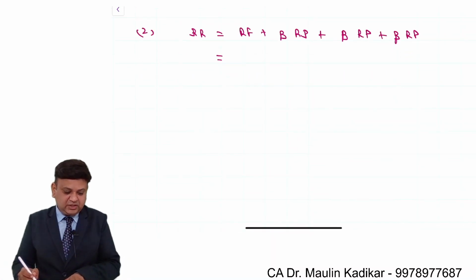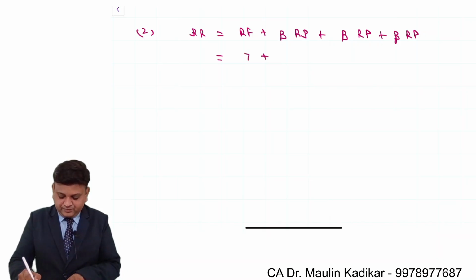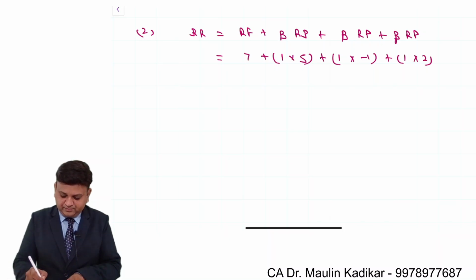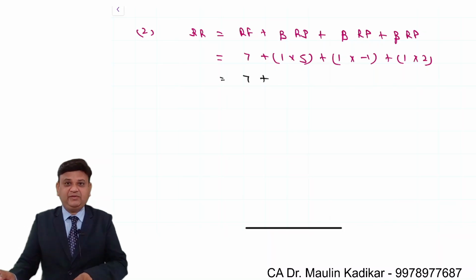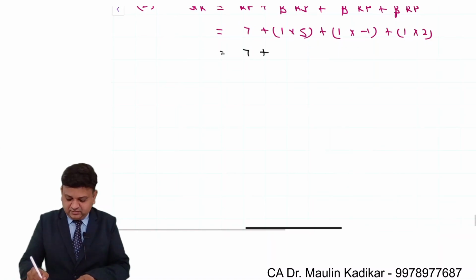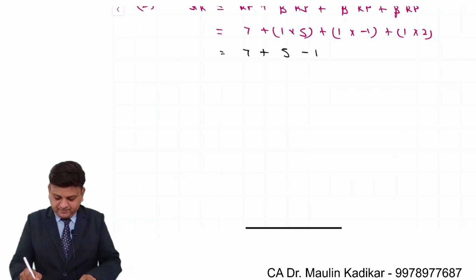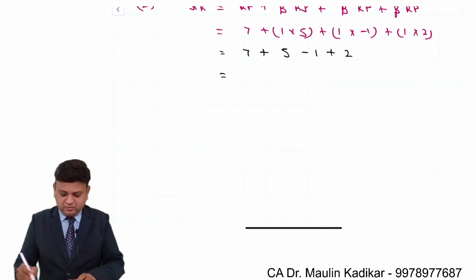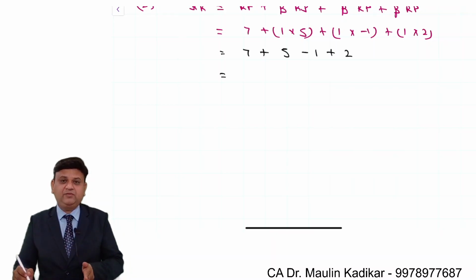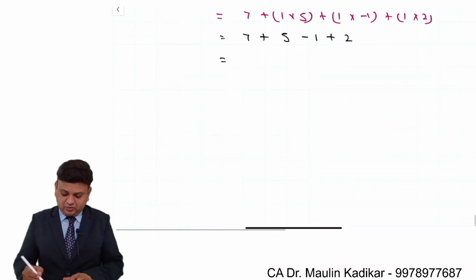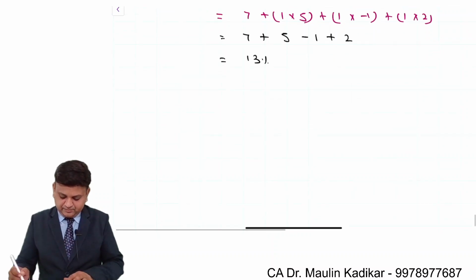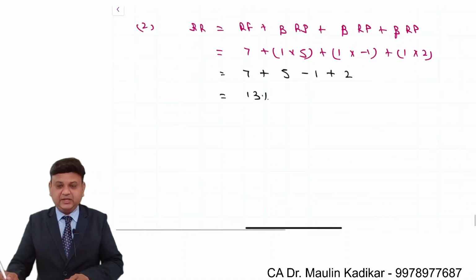So what is the risk-free rate of return? It is 7 plus 1 into 5, 1 into -1, 1 into 2. So 7 plus 1 into 5 is 5. 1 into -1 is -1. 1 into 2 is 2. So 7 plus 5, 12. 12 minus 1 is 11. 11 plus 2, that comes to 13. That is the way the required rate of return is calculated.